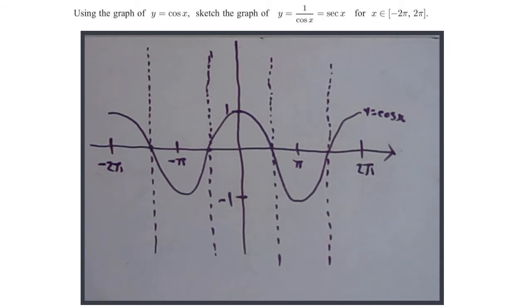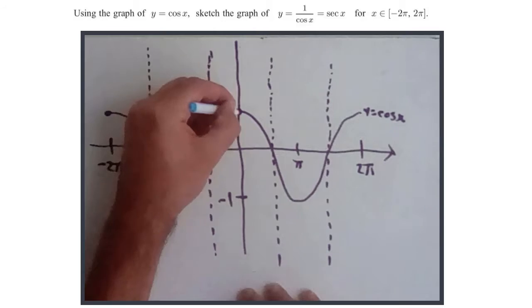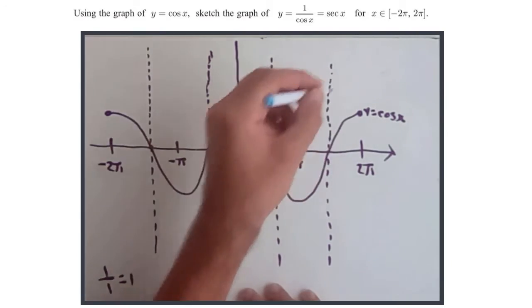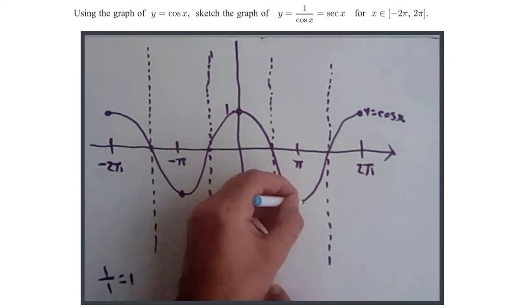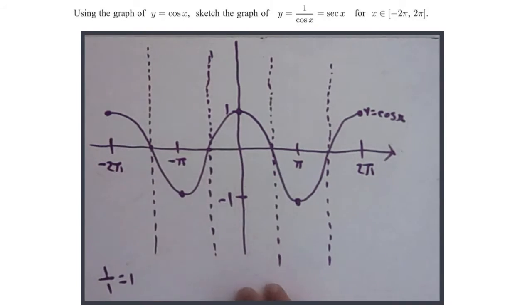The next bit, well, if we think about when cosine x is 1 or minus 1, just think, well, 1 over 1 equals 1. So wherever cosine is 1, then sec will also be 1. So that happens here and here and here, so they're going to be in the same place there. And also when cosine is minus 1, well, that happens here and here, right? So we know we're going through these points, right? And then you just have to really consider the behavior up between the asymptotes.